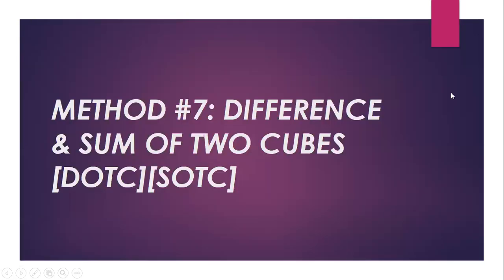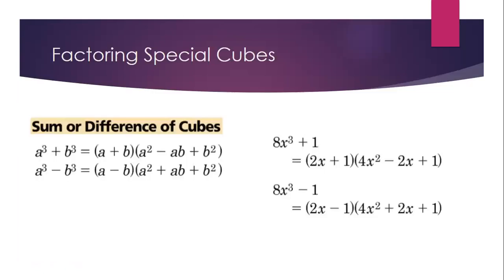Okay, our next part, we are at method number 7, difference and sum of 2 cubes. Docked and socked, okay? Difference and sum of 2 cubes. So sum or difference of cubes depend on both terms being perfect cubes, okay?